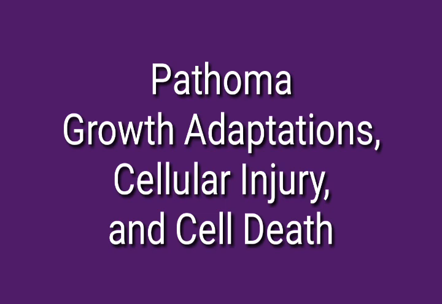Now, we could ask a simple question here: what determines whether the cells of an organ are going to adapt or they're going to become injured? Well, actually, there's three major factors. The first is the type of stress. So, for example, if an organ were to become inflamed, it's much more likely that the inflammation would result in a growth adaptation than perhaps injury.